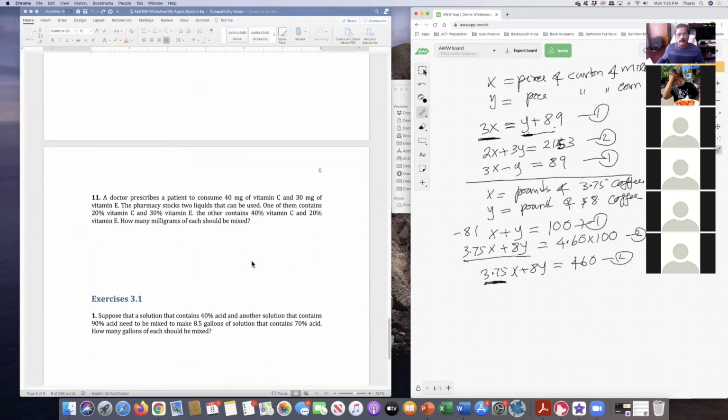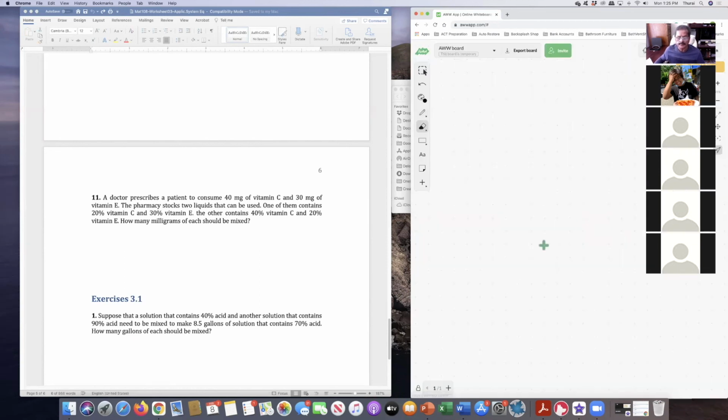Okay, so the last problem we need to do is number 11. This is also similar to a problem we did earlier. So let me clear the board. A doctor prescribes a patient to consume 40 milligrams of vitamin C and 30 milligrams of vitamin E. So that's how much of vitamin C and E the patient should consume.